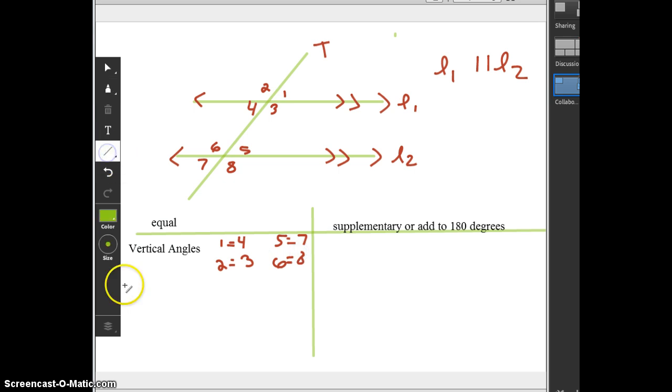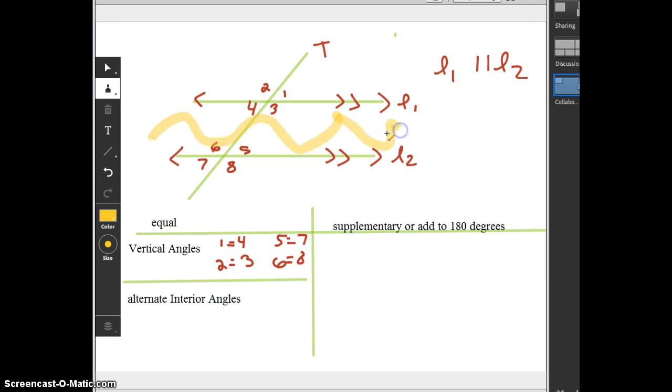Next one that we're going to talk about are alternate interior angles. Now these are pairs of angles that are congruent. Interior means that they're between, the region between the two parallel lines, so this is the interior, and alternate means alternate sides of the transversal. So we have 4 is equal to 5, and angle 3 is equal to angle 6.